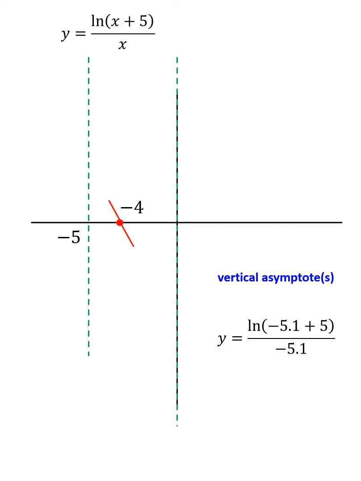Now that I've plugged negative 5.1 into the function, I would like to calculate this, find out if the quantity is positive or negative to know how the graph is approaching the asymptote. But this quantity doesn't exist, because if you look at the logarithm argument, it works out to negative 0.1. And the logarithm of a negative number isn't real. And since it's not real, it's not graphable in a real coordinate plane. And therefore, there is no behavior to the left of that first asymptote.